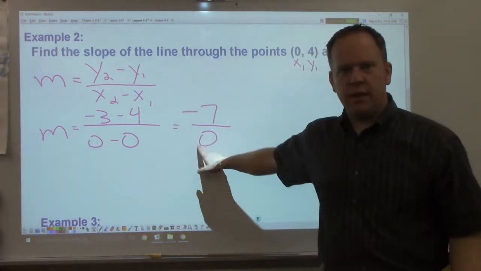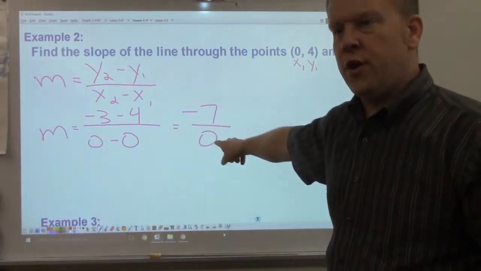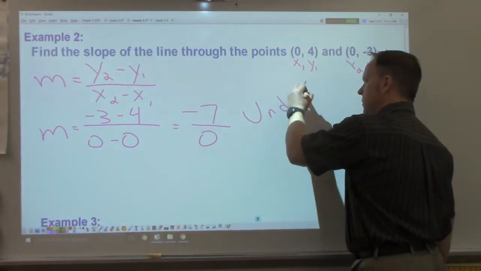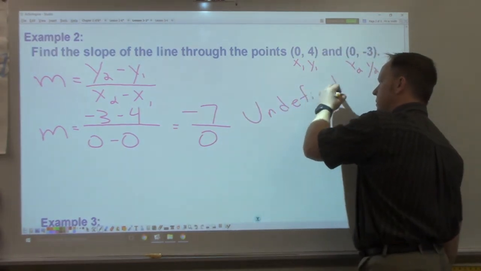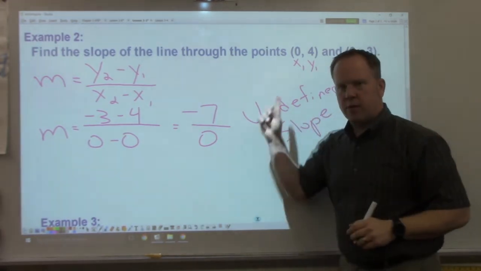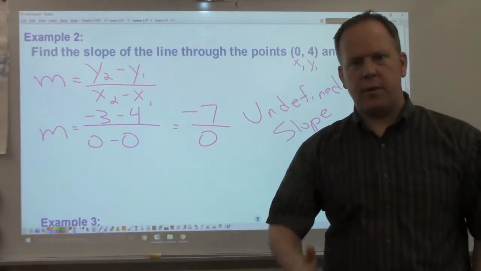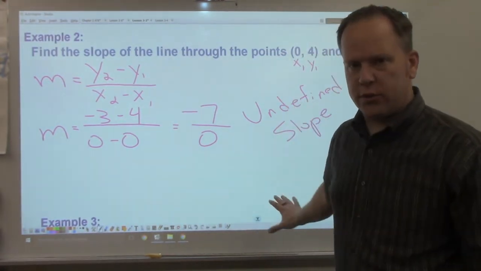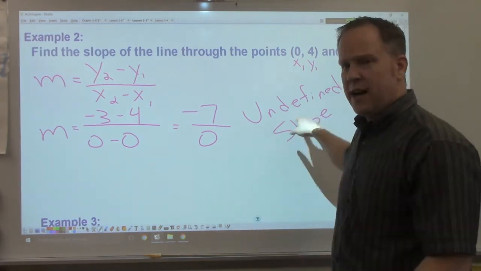Notice I have a 0 in the denominator. Can you divide by 0? No. This is an example of undefined slope. If I were to plot these 2 points, one would be right on top of the other. It's a vertical line. Please do not ever write no slope, because if you write no slope, do you mean undefined or do you mean 0?